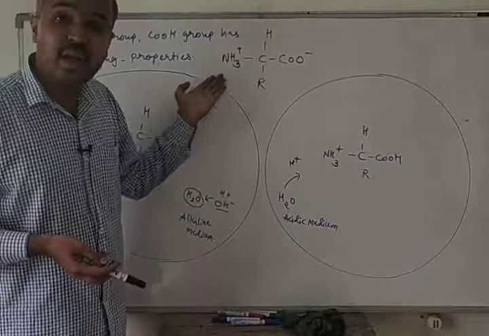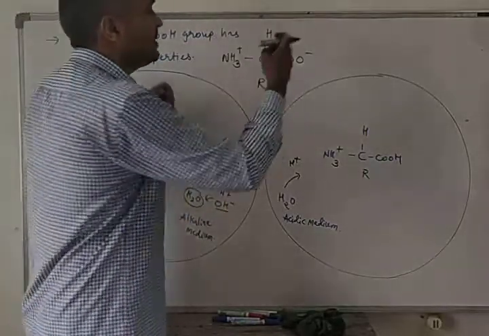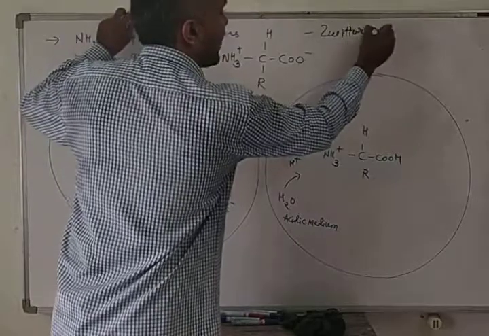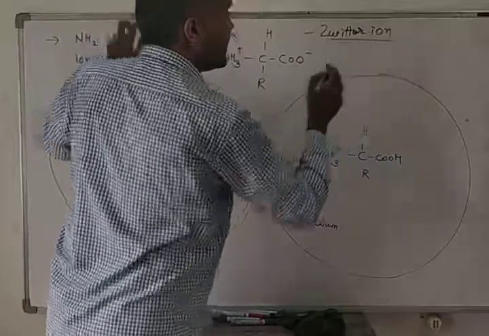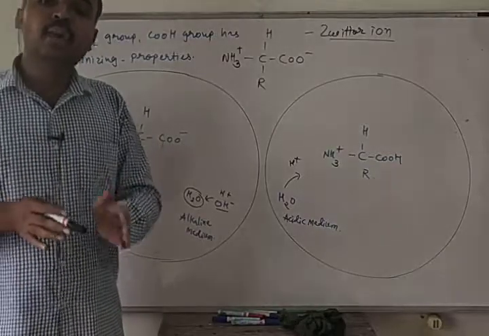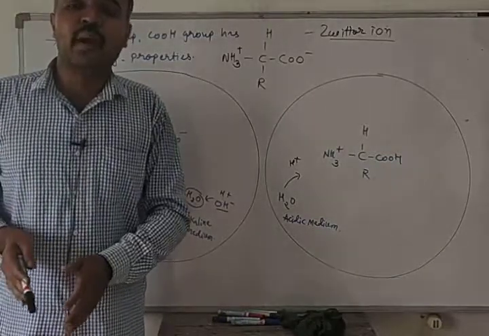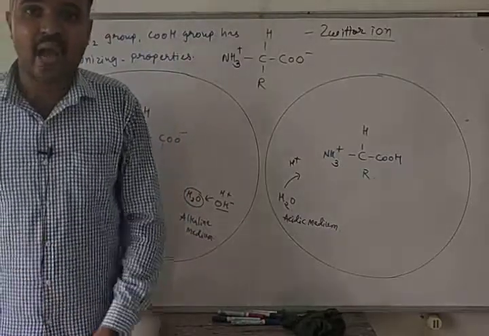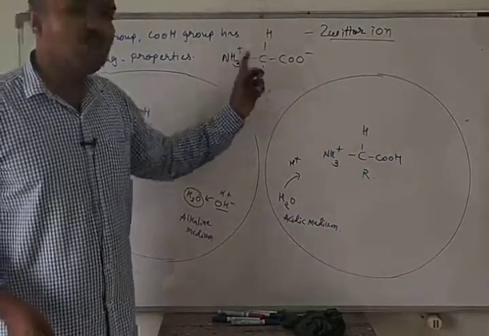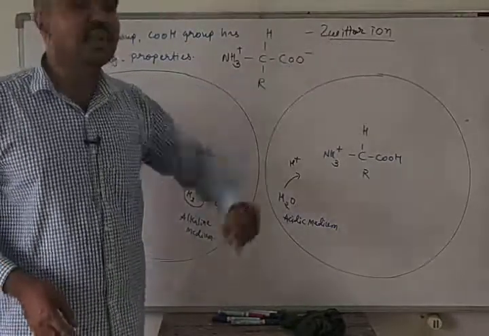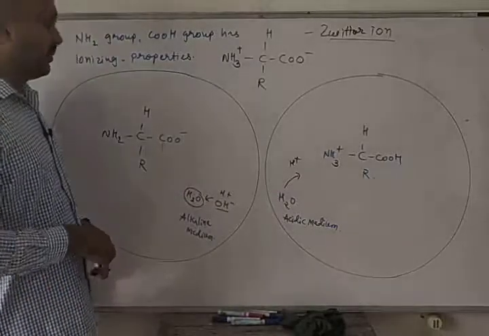So this type of amino acid is known as Zwitter ion. What is Zwitter ion? Zwitter ion is that type of amino acid where both amino group and carboxyl group have been ionized at the same time. That amino acid is known as Zwitter ion.